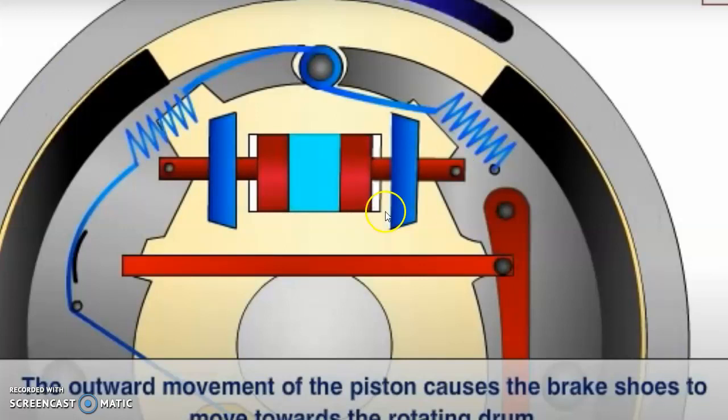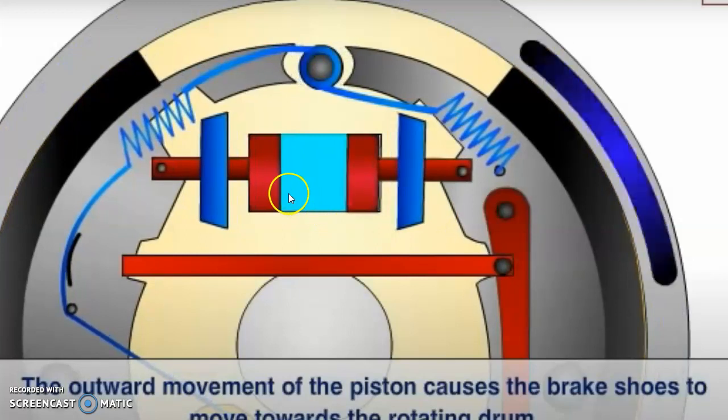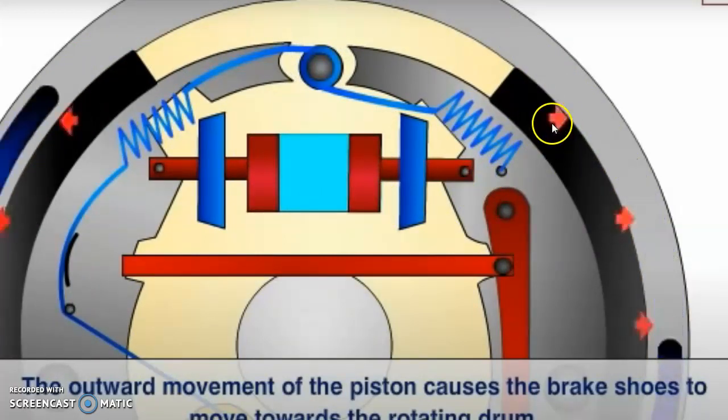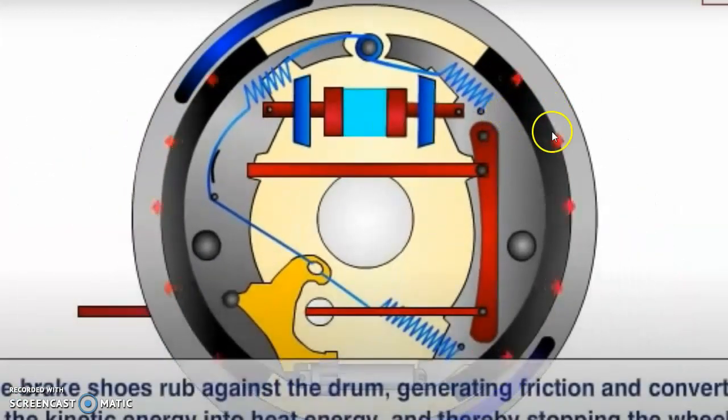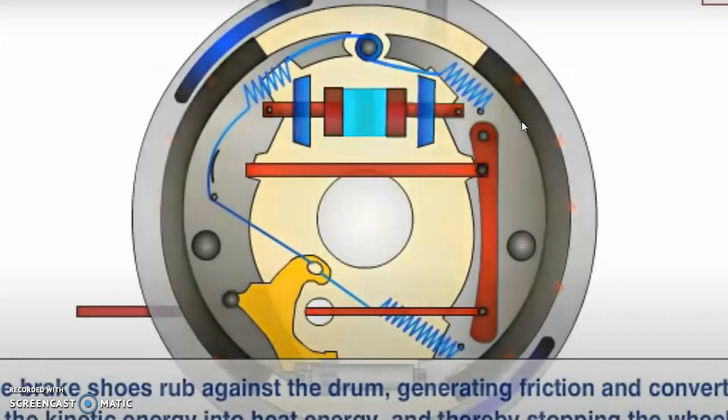Now you can see again how it expands, and you can see that pressure builds up here, and due to the pressure the speed of the drum is reduced and finally the brakes are engaged.